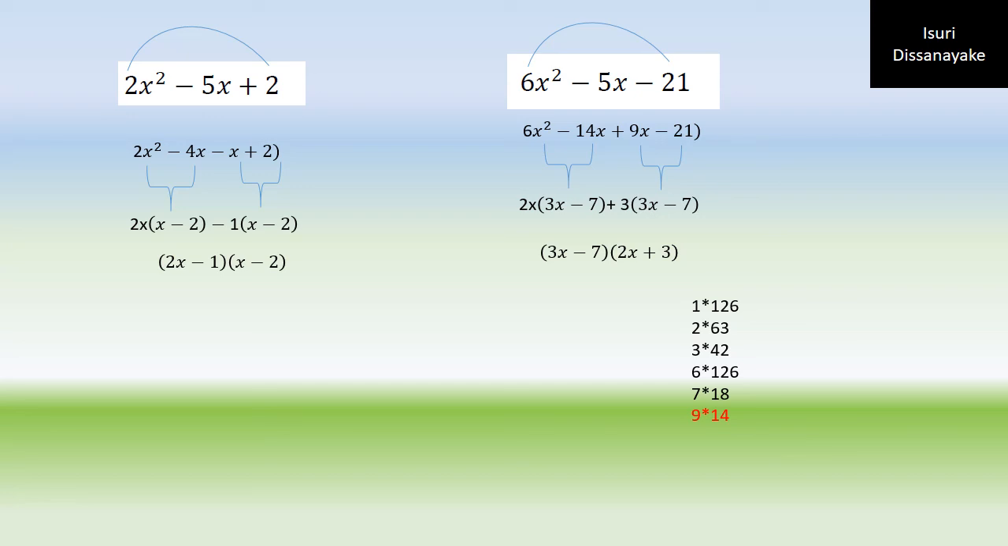Thereafter, as you know, you pick the first two terms, then you pick the next two terms, you bring the common values out. So you have 3x minus 7 and 2x.